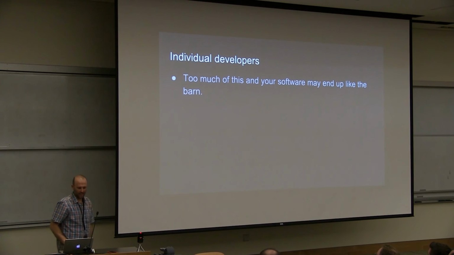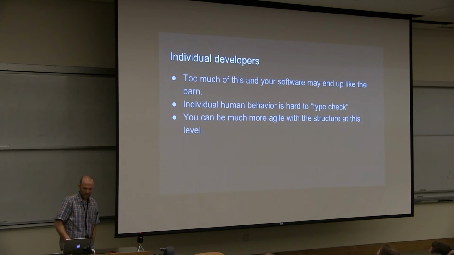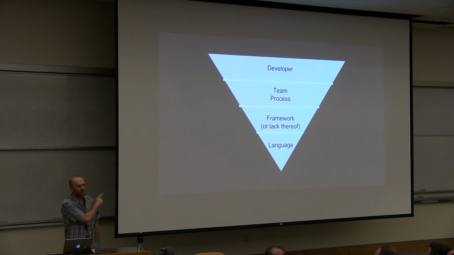If you're relying on your individual developers, I'm going to go out on a limb and say you've lost. You end up like the barn, simply because it's so hard to type check. If you get a really good developer, they might add their own structure and discipline. But if you don't get a good developer, or someone gets lazy or sloppy, which we're all known to do, you end up getting an imbalanced triangle. So it's a little trickier to enforce that. But you can be much more agile with this structure because you can change people a lot more quickly than you can languages. So try not to end up like this.